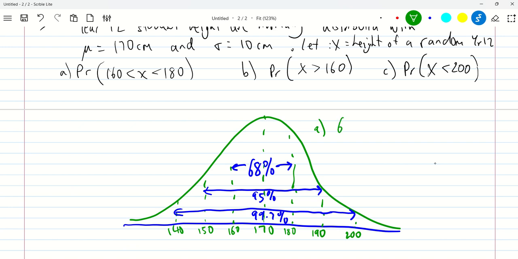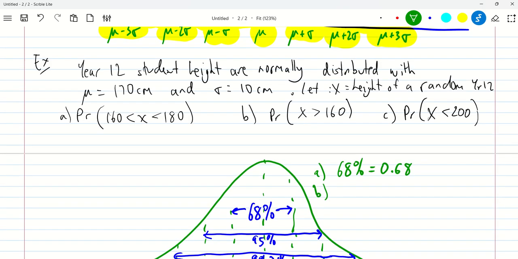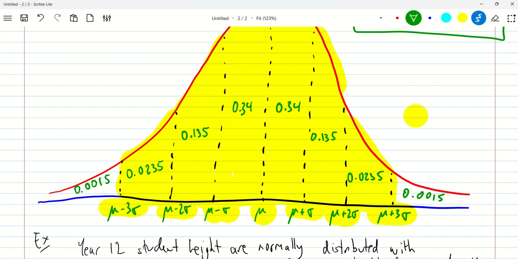So that's going to be 68%. We could also write that as 0.68, of course. Okay, done. Probability is there. Second one, probability x is greater than 160. And so this is a little bit tricky. I'm just going to rub off. I'll leave that there and I'll refer to the one up above. So that probability, x is greater than 160. Just looking above, it's probably easier to see on this one here.